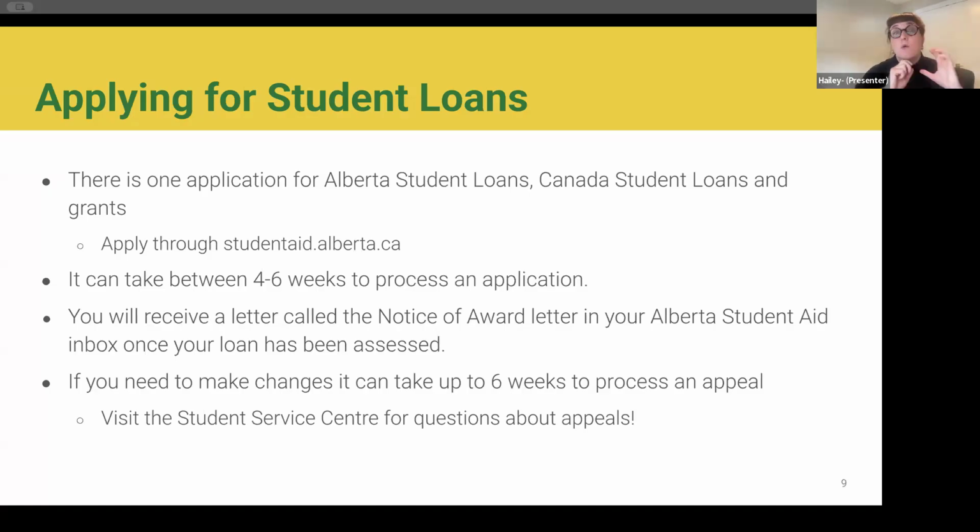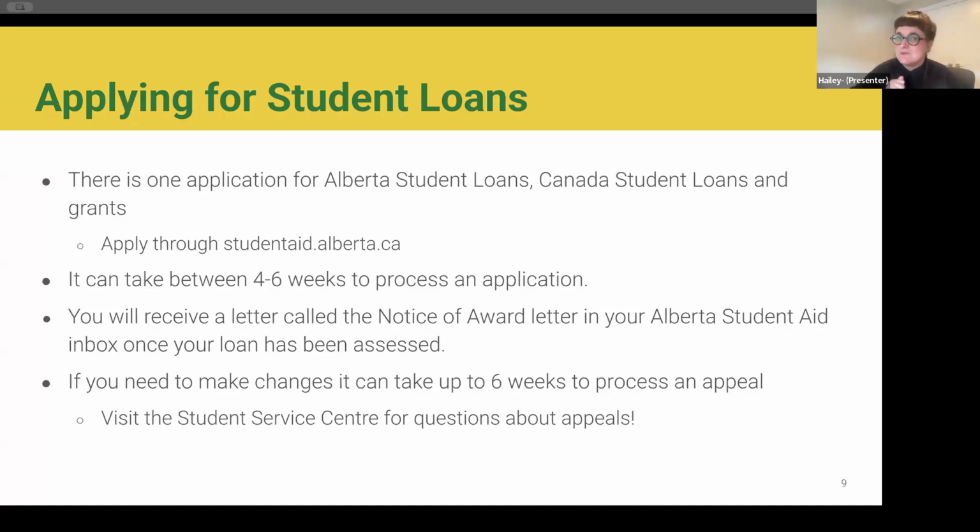When you apply for a government student loan through Alberta, you're going to apply on studentaid.alberta.ca, and on that application you're applying for three things on one application, okay? You're applying for an Alberta student loan, a Canada student loan, and grant funding. So there's no separate Canada student loan application. You're just doing it all on one student loan application. So easy peasy, pretty good.